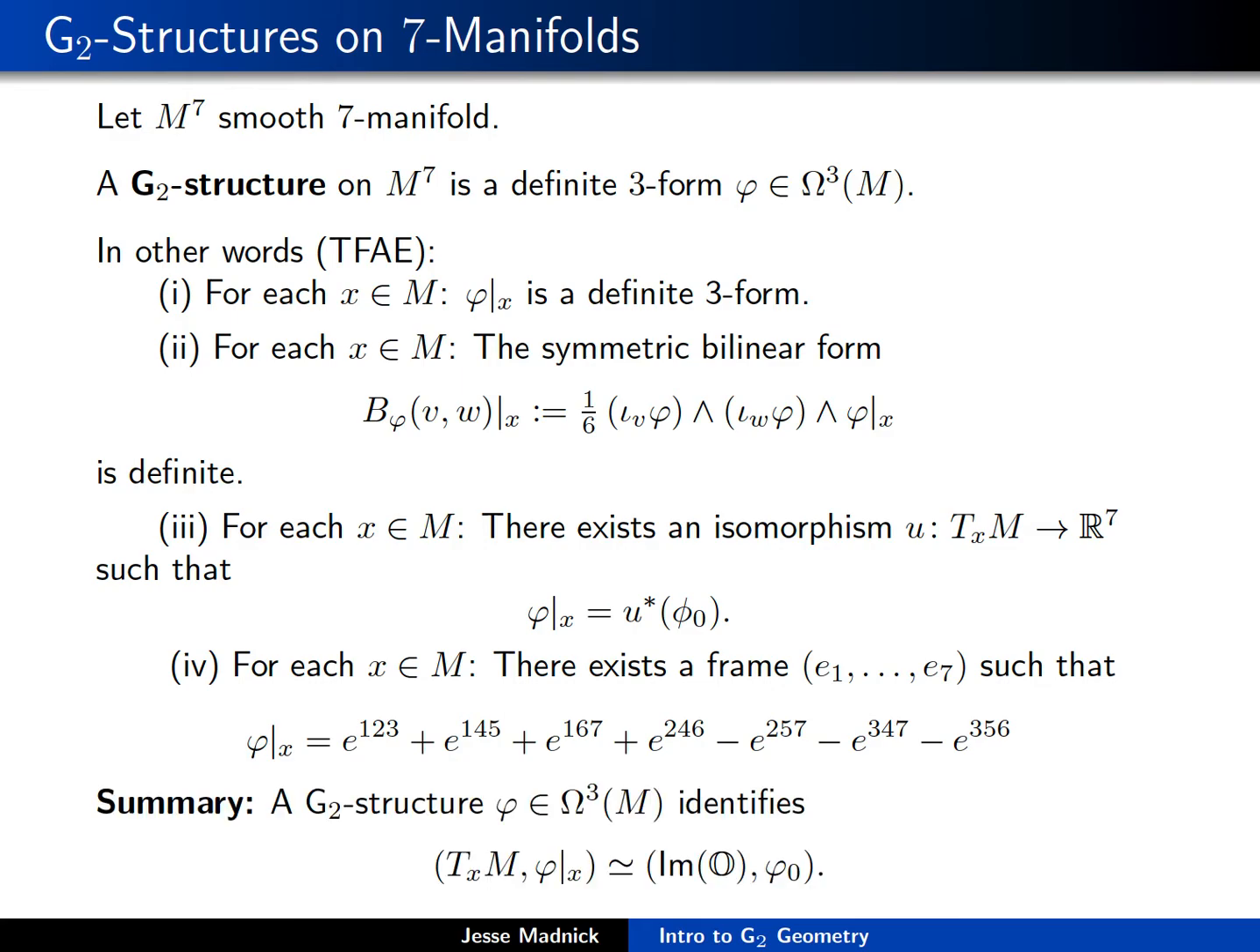So the way I like to think about this is this. Here's sort of the intuition. What a G2 structure does is it identifies the tangent spaces of your 7-manifold with the imaginary octonions. So each tangent space is somehow a copy of the imaginary octonions, and under this identification, the 3-form that defines the G2 structure looks like the flat model phi0. This should be regular phi0 here.